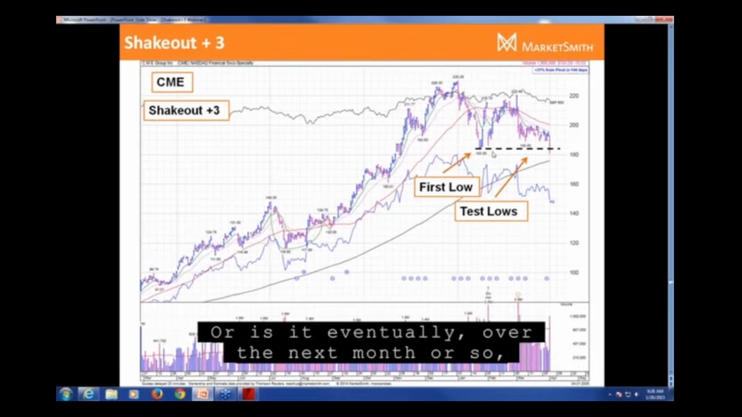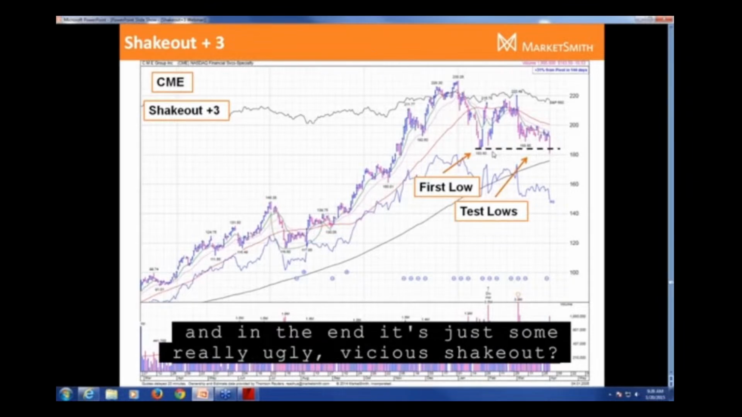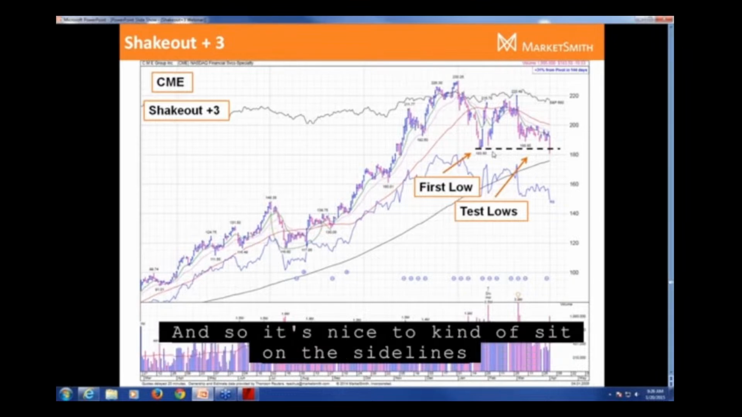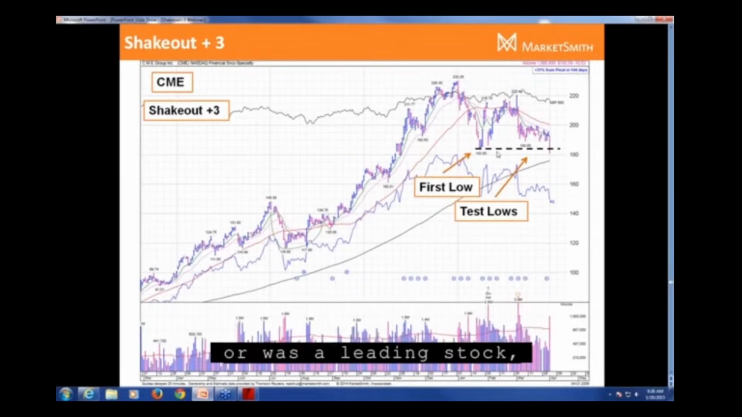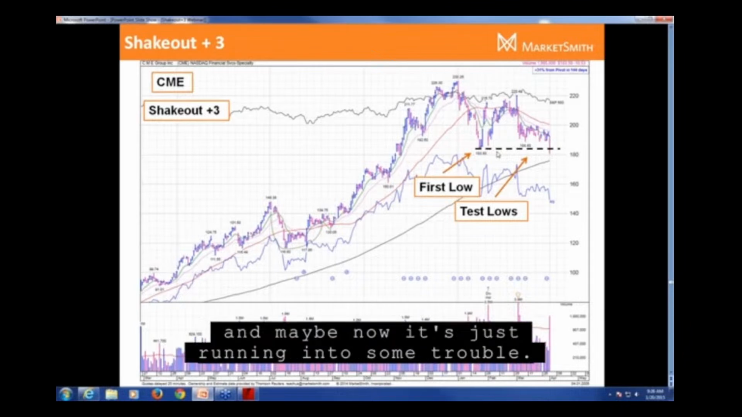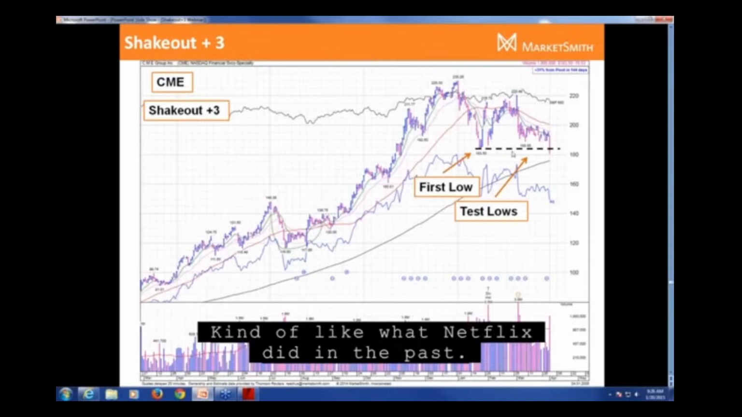Or is it eventually, over the next month or so, going to start finding some support from the institutions? And in the end, it's just some really ugly, vicious shakeout. So it's nice to sit on the sidelines and take a look and say, hey, here is a leading stock, or was a leading stock, and maybe now it's just running into some trouble. Hey, can it get going again? Kind of like what Netflix did in the past.